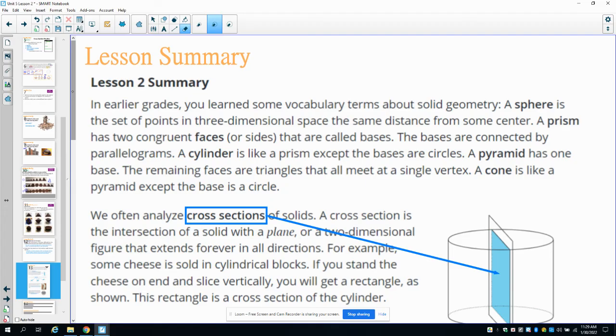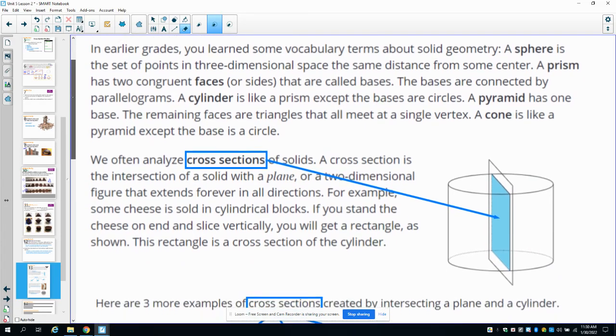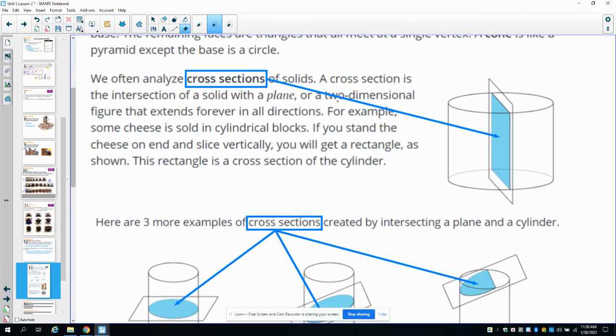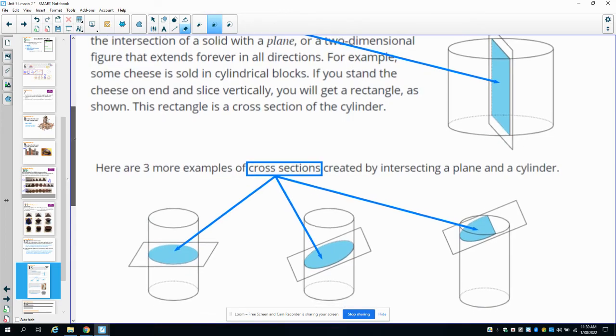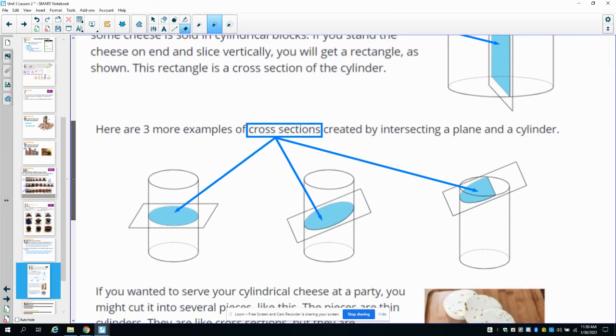All right, so here's the lesson two summary. Again, we talked through in earlier grades what shapes we got looking at the cross section. You should have already highlighted this. Remember, a cross section is just formed by a plane, and that plane can cut through anywhere. So it's going to give you various different shapes in a cylinder. You could get a rectangle if you're going perpendicular to the base, a circle if you're going parallel to the base, and slanted ones give you a variety of other shapes.